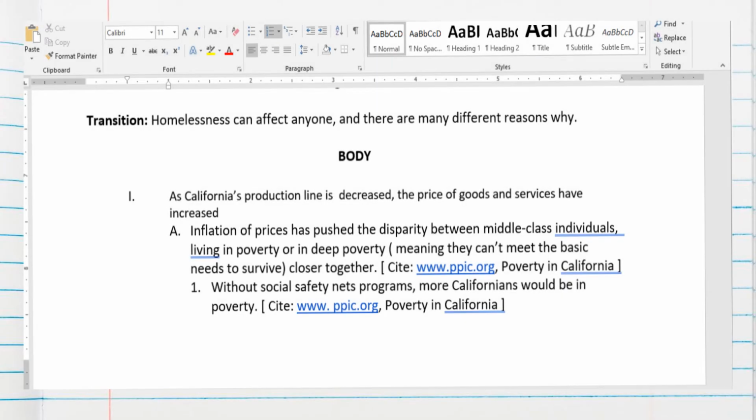Here's an example of a portion of the speech that uses citations in brackets. So as you can see, the subpoint of this main point talks about inflation of prices. And the student used information from ppic.org, Poverty in California. And then the subpoint also uses information from the same source. So as I look at the outline, I'm able to readily identify that the subpoints and sub-subpoints are information that comes from a credible source.